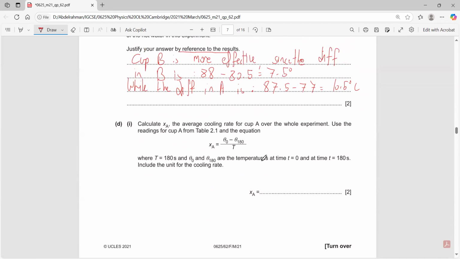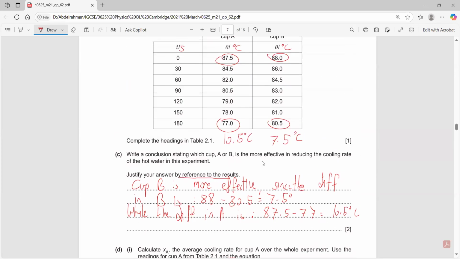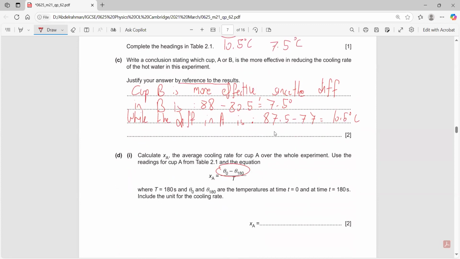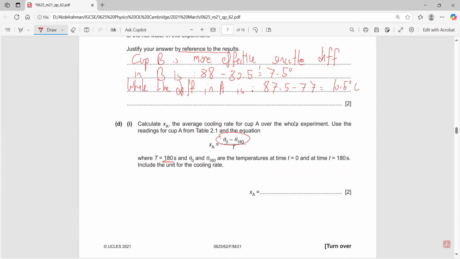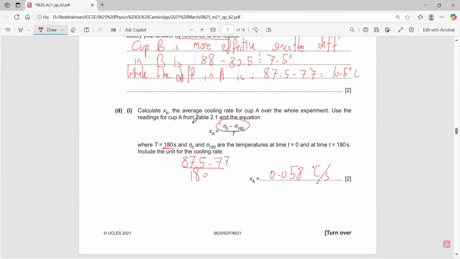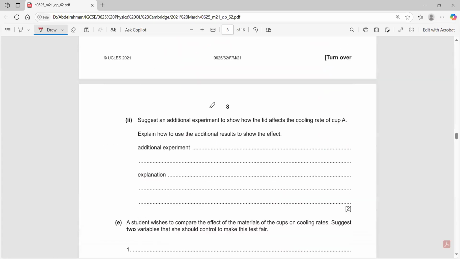Can I find XA? Can I find the rate of cooling in A during the whole 180 seconds? Yes, theta 0 minus theta 180, 87.5 minus 77, divided by the total time, which is 180. 87.5 minus 77 divided by 180 is 0.058 degrees Celsius per second. Again, do not forget the unit.